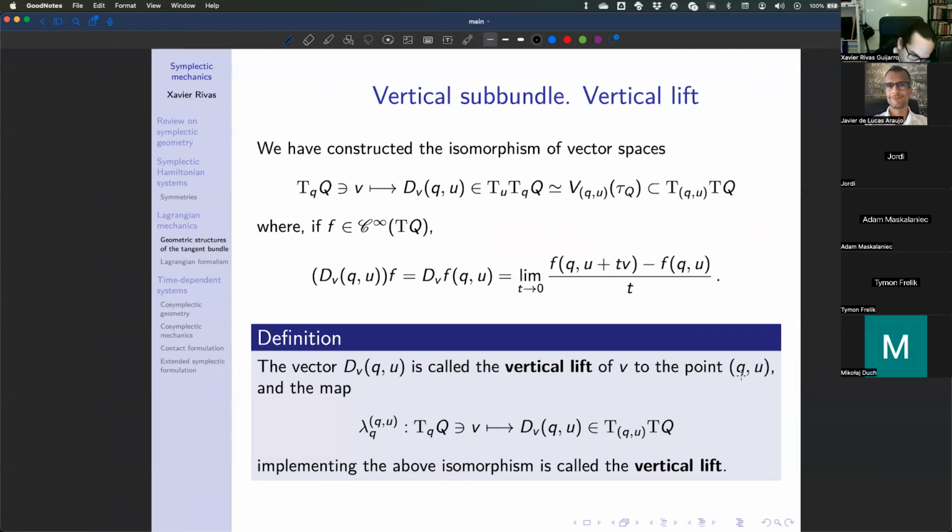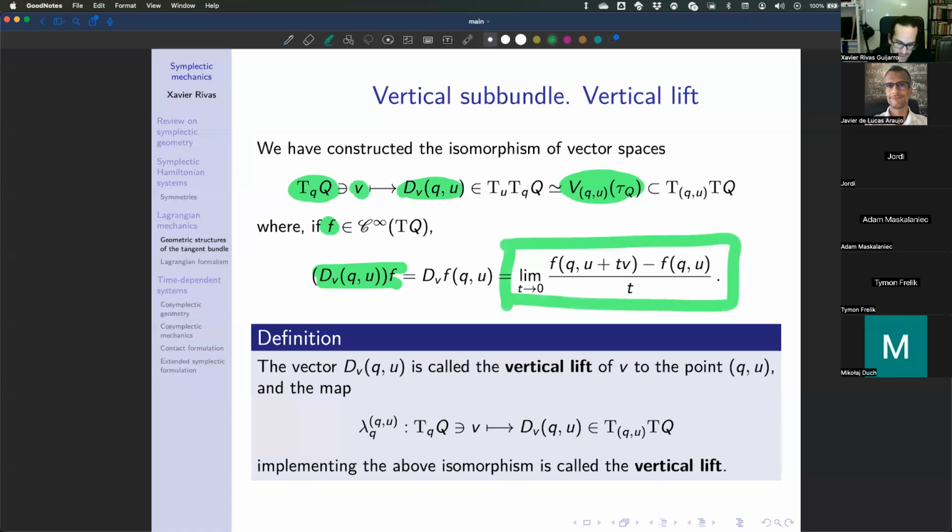So we have this isomorphism of vector spaces. We have a tangent vector at a point of a manifold Q, and by means of the directional derivative, we can take it to the vertical subbundle, where this thing is defined for every function f as something that acts on functions, just like the directional derivative.